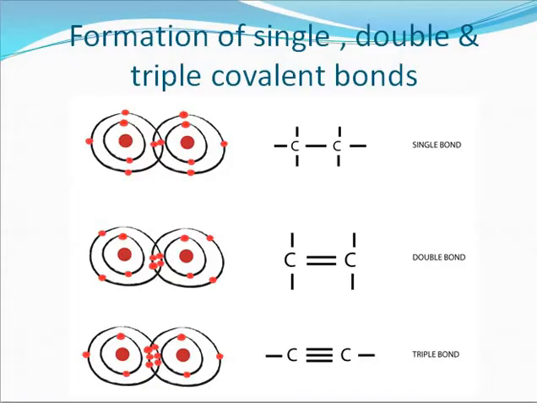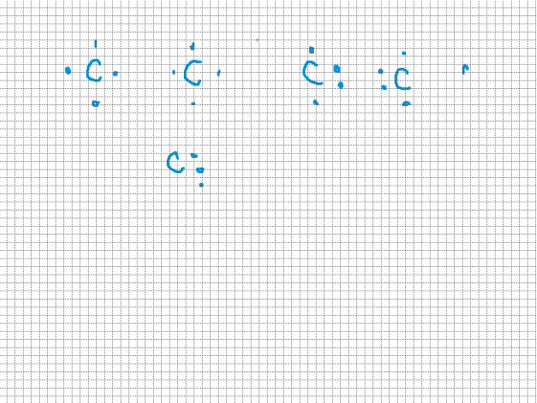Now first we are going to look at how they form single, double and triple covalent bonds. So this is a single bond, here we have a double bond, and here we have a triple bond. I'm going to show you how they are formed. We have already discussed catenation in my first video. Now look here. These electrons will bond with these electrons of this carbon. I have made 4 dots here, Lewis dot structure, 1, 2, 3, 4, tetravalency. Here also 1, 2, 3, 4.